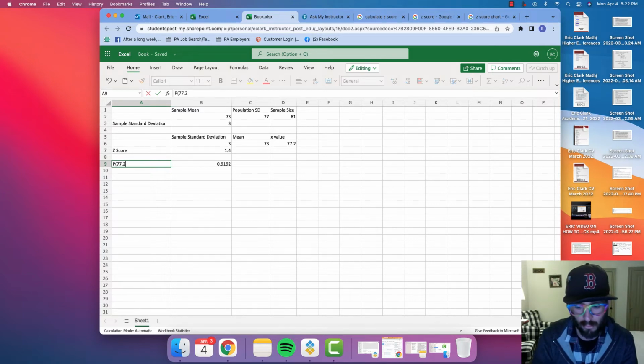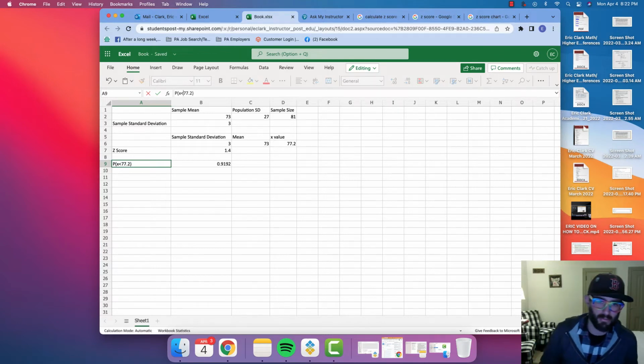So this is the probability of x being less than 77.2, because we're looking for cumulative probability, and those are the values that are represented in our z-scores.